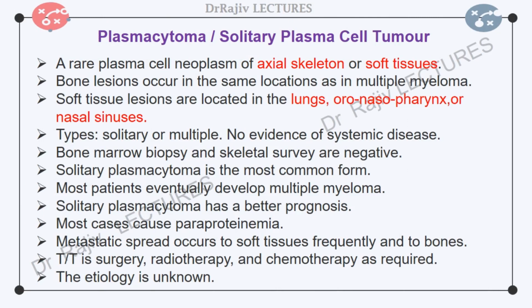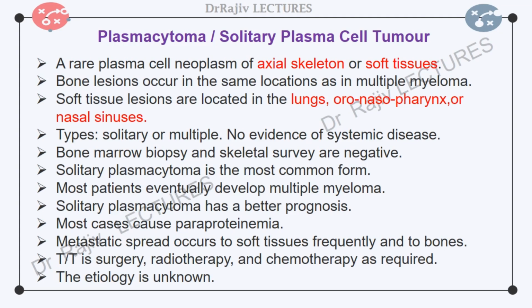Plasmacytoma is a rare plasma cell neoplasm of axial skeleton or soft tissues. The bone lesions tend to occur in the same locations as in multiple myeloma. Soft tissue lesions are often located in the lungs, oronasopharynx or nasal sinuses. It grows as solitary or multiple masses without evidence of systemic disease. Bone marrow biopsy and skeletal survey give negative results.